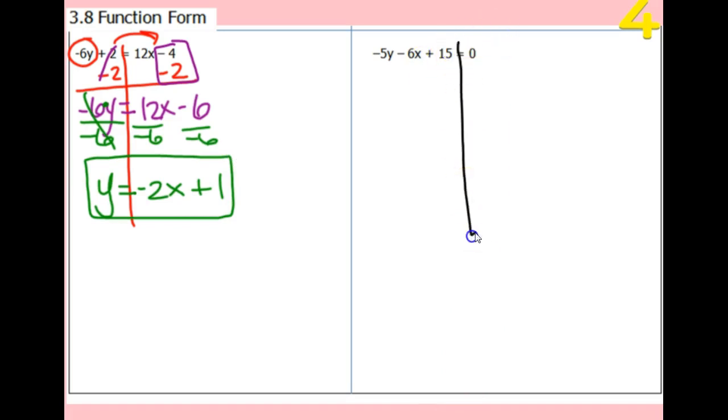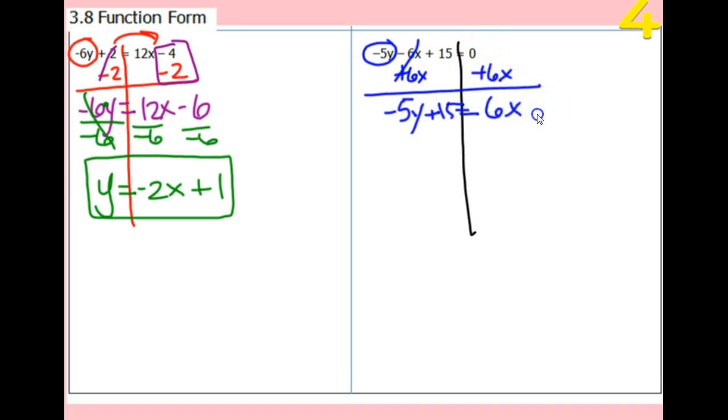This last one, try it with me. We want to get y all by itself. I'm going to move the 6x over to the other side. Add 6x. We have negative 5y plus 15 equals 6x. If you want, you can write plus 0, but you don't really need it. It's just 0.